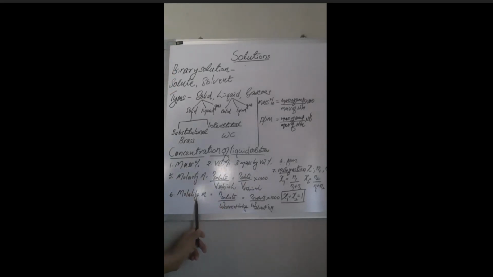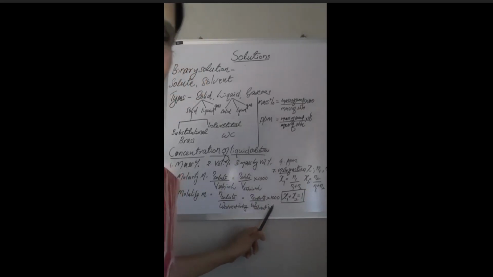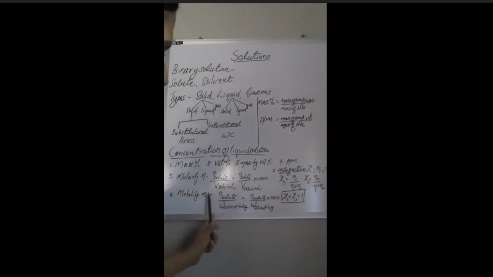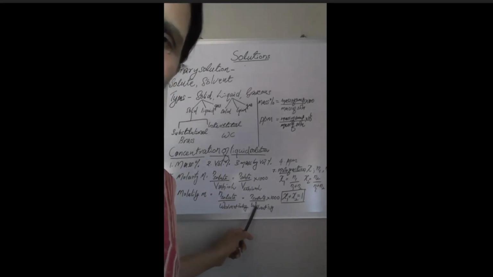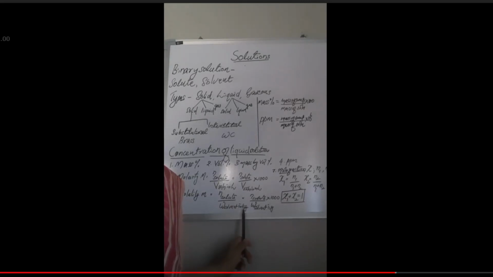Then the next one is molality, represented by small m. It is the number of moles of solute present in 1 kilogram of the solvent. Therefore, m equals n solute by W solvent in kg. And when the mass is given in grams, we can write it as n solute by W solvent in grams, into 1000. Again, from the equation it's very clear that molality depends on the mass of the solvent, and we know that mass does not vary with temperature, and therefore molality is independent of temperature.